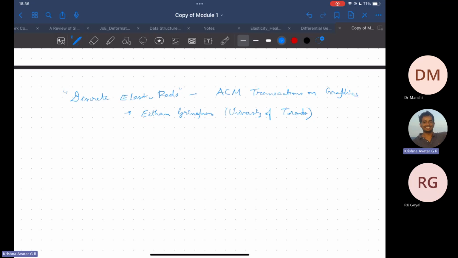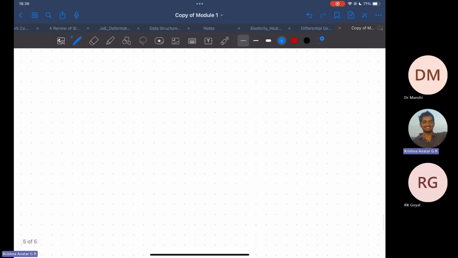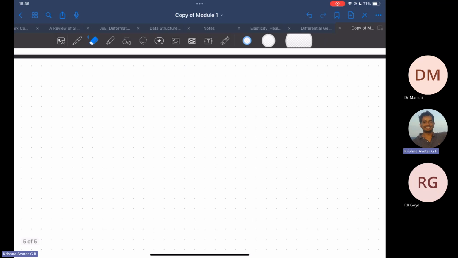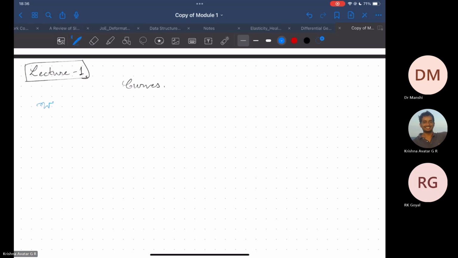Now I'll start discussing. Let's begin our study with curves. Today is lecture one, and here we'll discuss the ideas of curves. I'm sure all of us are aware of what a curve is. It is so ubiquitous, and we have been familiar with it since our school years.